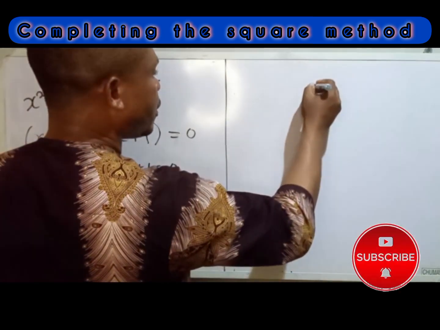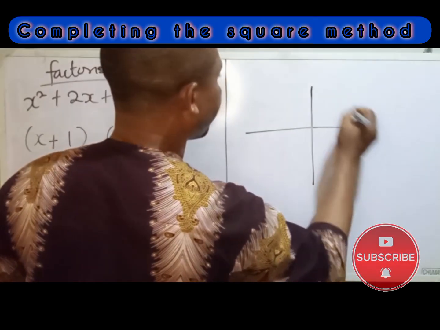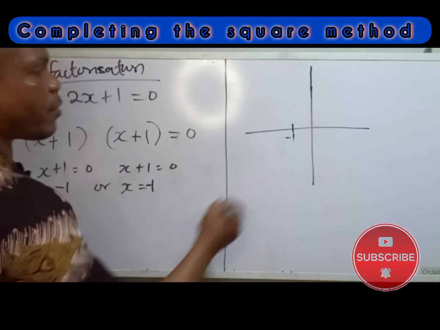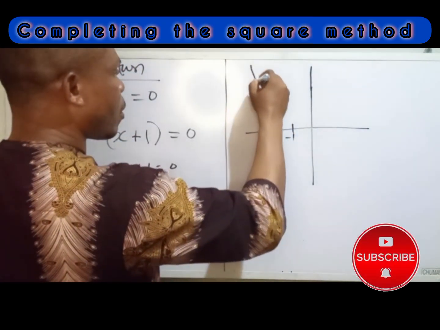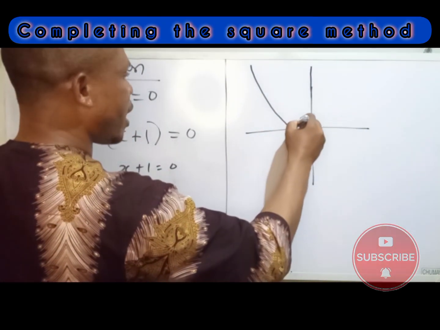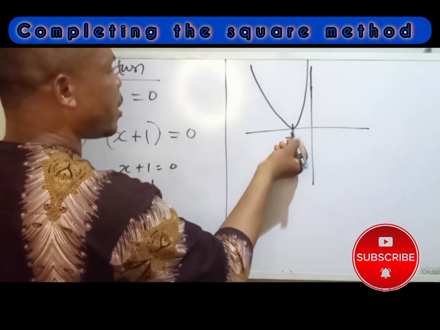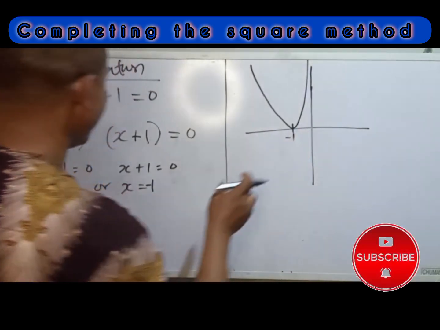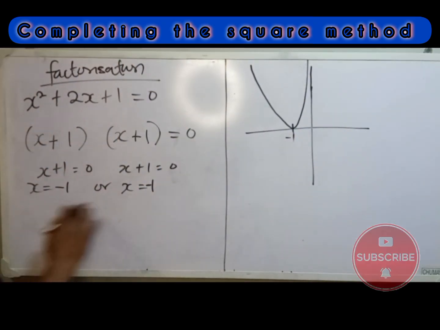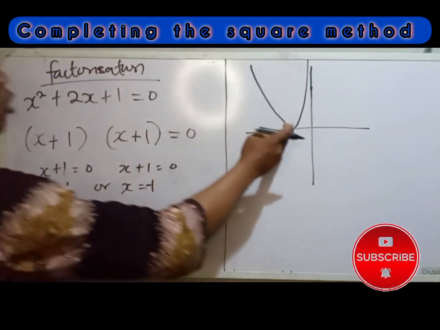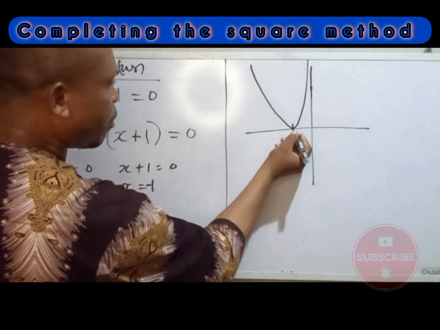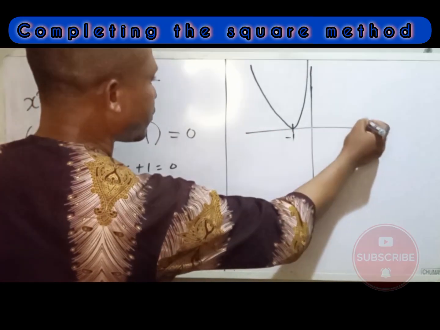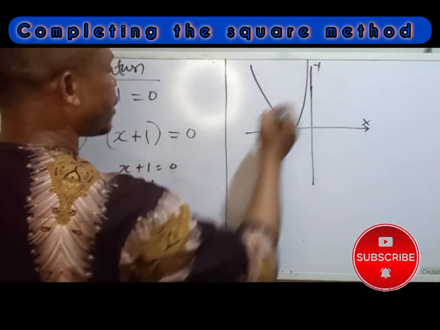So it simply means that on our graph, we have a minus 1 here. The quadratic graph is just going to touch the x-axis at this point, meaning that we're having a double root at this point. This is the form in which this particular quadratic graph is going to come out. We're going to have a parabola, with the bottom just touching the minus 1 point on the x-axis.